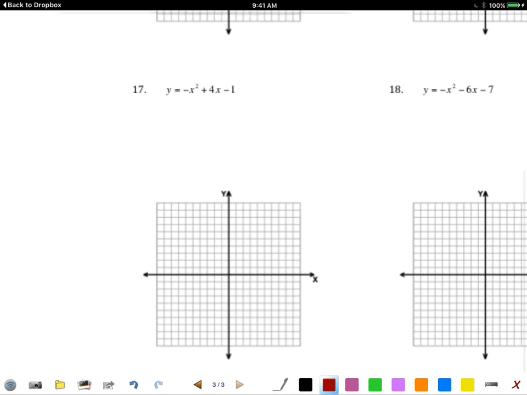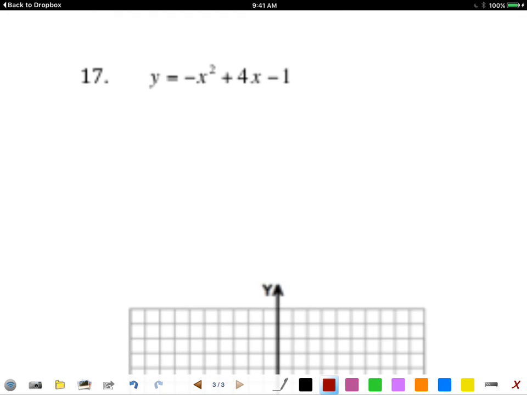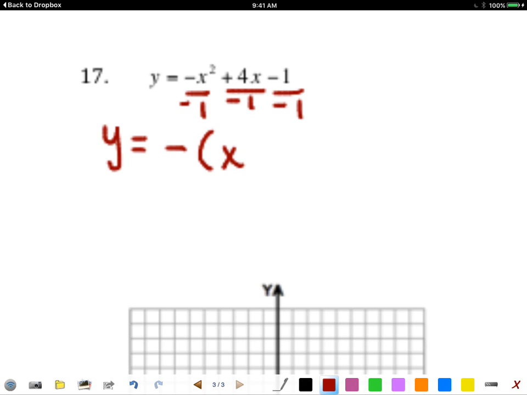Okay, let's go to number 17. All right, thoughts on this one? Right, we got to get that negative factored out. So we have y equals, and we can just put a negative, and then we're going to have x squared minus 4x, right? Because it's a positive divided by a negative. Plus 4 minus 4 plus. Whoa, whoa. You leave this kind of stuff in.